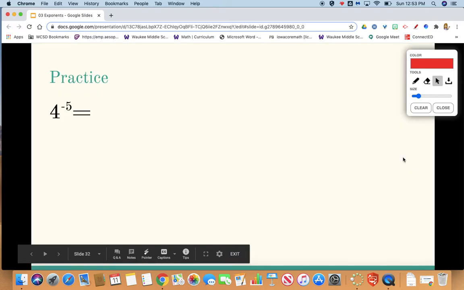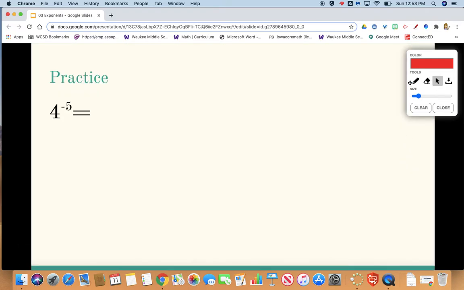Let's practice. 4 to the negative fifth power. Start by placing a 1 over top of your exponent, which then makes your exponent positive. Next, grab your calculator to figure out 4 to the fifth power. 1024. So my answer is 1 over 1024.